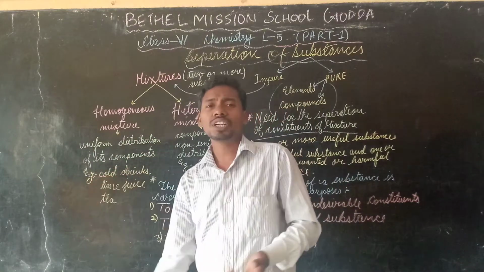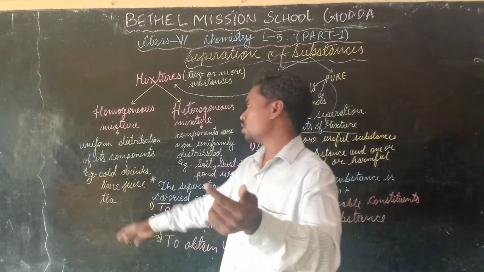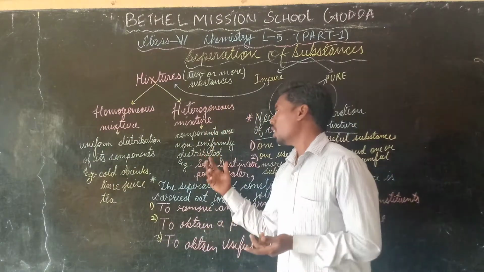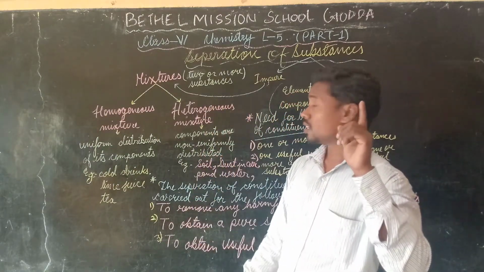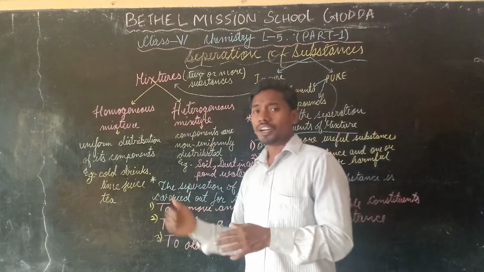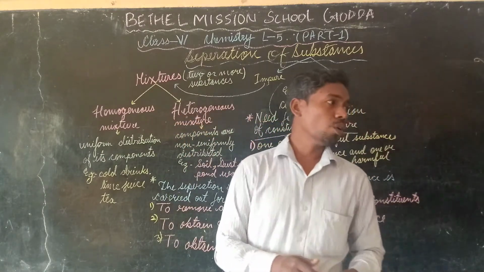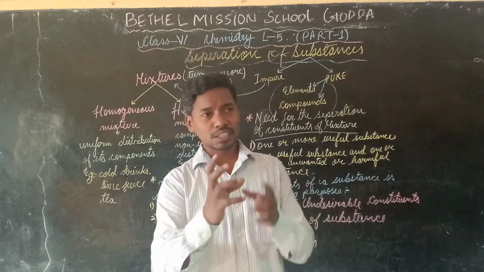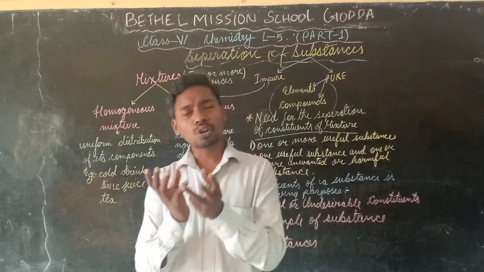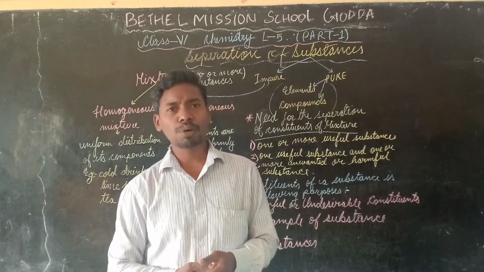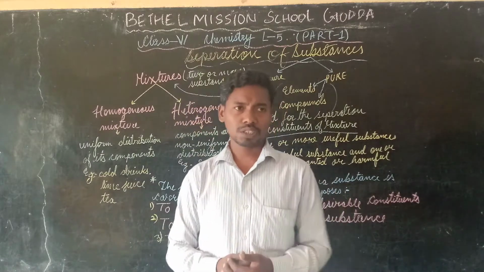So the mixtures in which the distribution of the components is uniform are called homogeneous, whereas the mixtures in which the composition is non-uniformly distributed are called heterogeneous. Now, depending upon these factors, you understand that sometimes when we talk of a mixture, a certain part of the mixture might be useful for us.